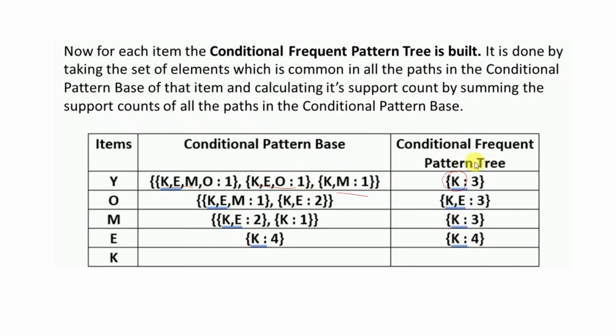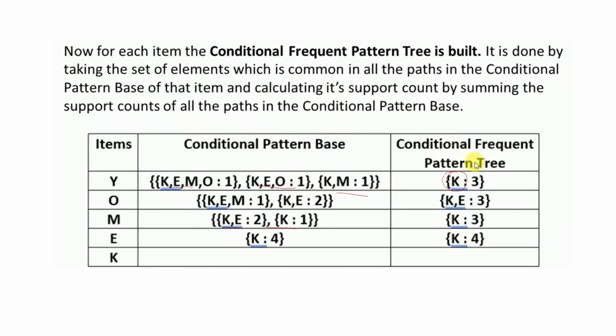Now, if we take the M item, what is the conditional pattern base? KE, K. Out of these two, K is the common term. So we have written K, and 2 plus 1 is 3. Now E. E has only one item, that is K equal to 4. So we have to write the set as it is.